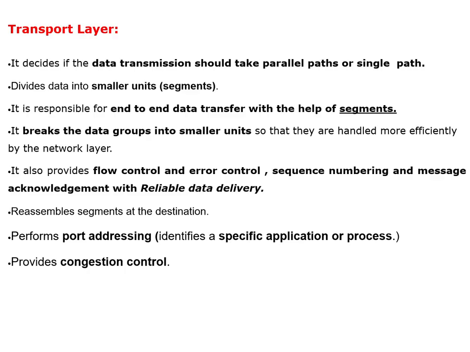Why are we using these two? We need to perform reliable data delivery, or sequenced data delivery, over a network communication from one host to another host. While transmitting these segments, we need to add the port address. So what is the use of this port address? We need to identify the specific application or process in the network, as well as congestion control. So these are the main objectives of the transport layer.